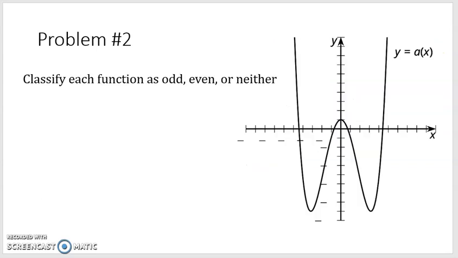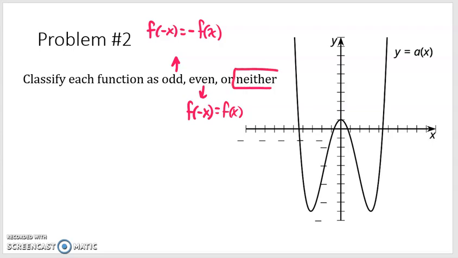Problem number 2 asks us to classify if this type of graph is odd, even, or neither. Once again, if it's odd, as you put in a negative for x, the function or the total ends up being negative at the very end. If it's even, when you put a negative number in, you end up getting the same answer as you had before. Neither means it doesn't fit either pattern.